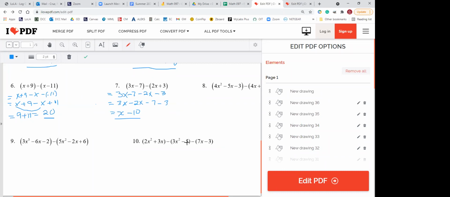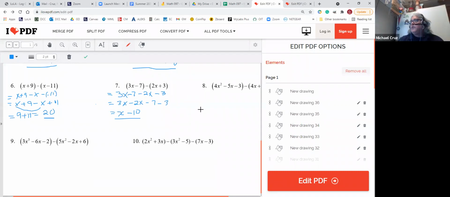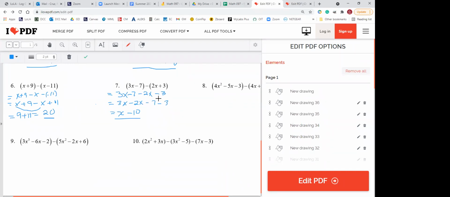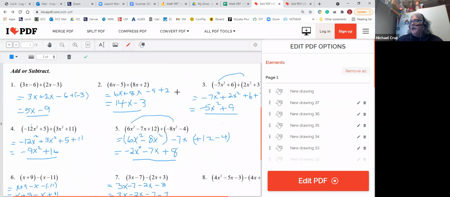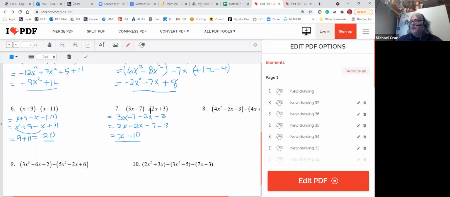Wait, what changed the sign in the second one? Which sign? The negative here? Yeah. Well, we're subtracting. See, this whole section here was adding. Now we're getting into the subtracting. Okay? See that? Subtracting, that's all it does is just change the sign. As a matter of fact, the definition of subtraction is addition of the opposite sign.